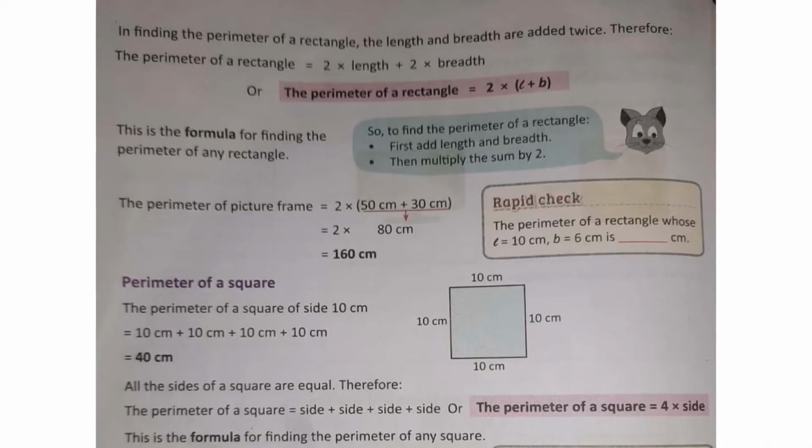Now how will the formula be derived? Two lengths were there and two breadths were there. So perimeter of a rectangle is 2 into L plus B, because we are adding the length and breadth first and then we are multiplying them by 2 because there are two lengths and two breadths. So the perimeter of the picture frame which we saw earlier is 2 into 50 plus 30. First we will add them, that gives us 80, and 2 into 80 means 160.